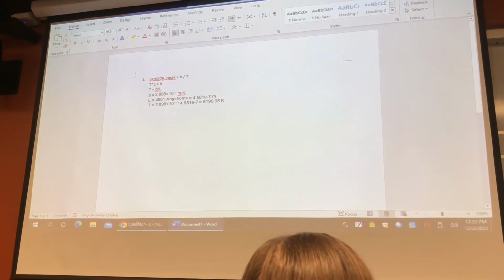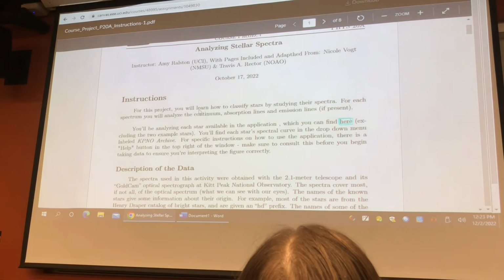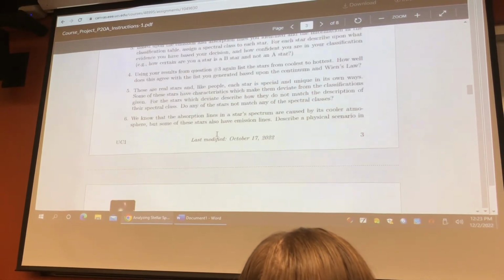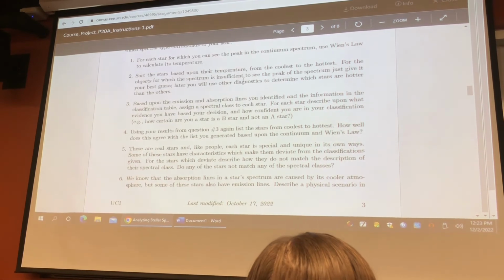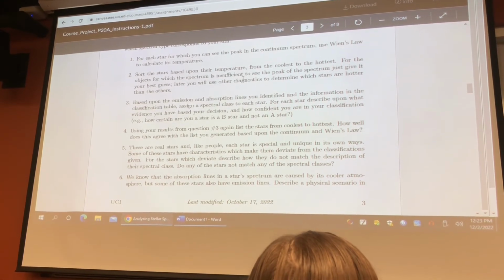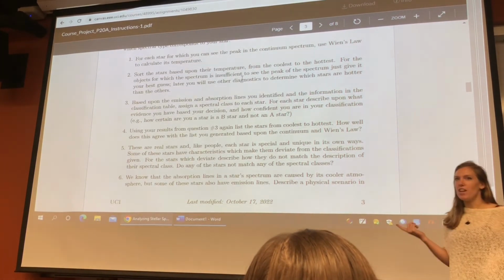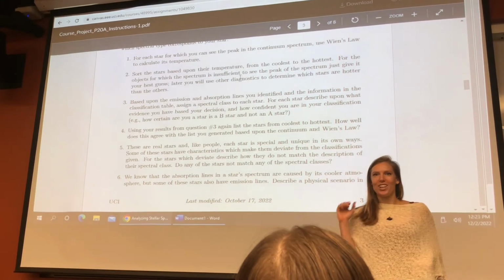Okay, going back to our PDF here. I'm only showing you one star, but you'll do this exact same process for the other star. Tell me which is hotter and which is colder. Easy enough.